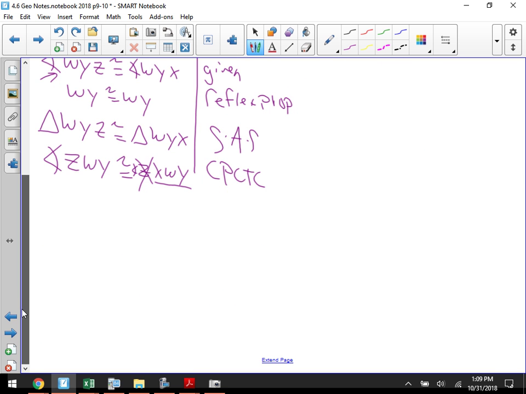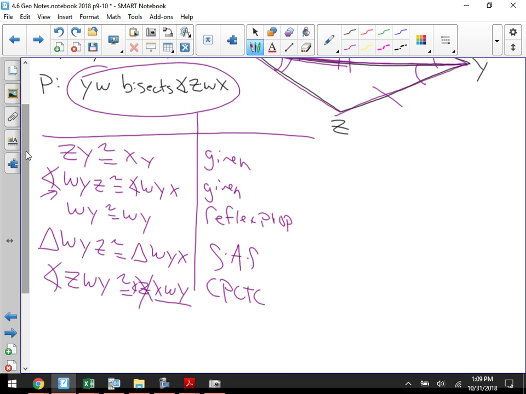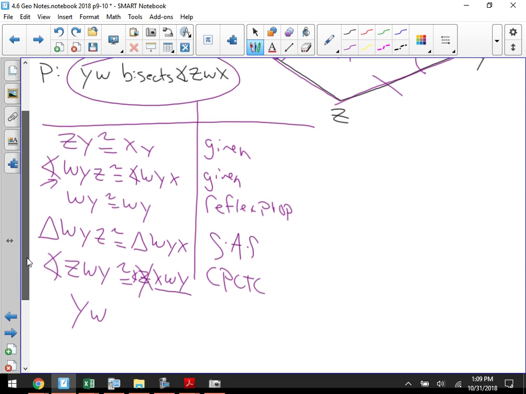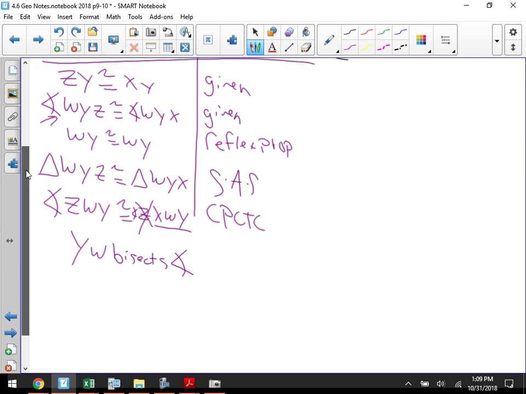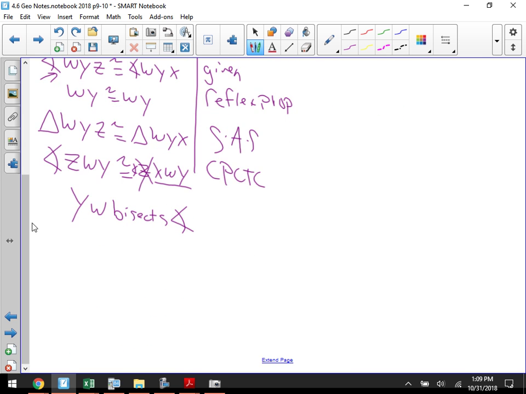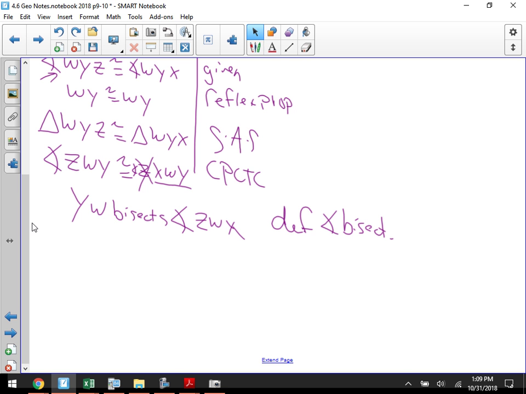So now we've got the angles that are correct, which therefore means that it was bisected, so then you can say WY bisects angle, so I can use just 3 letters this time, ZWX. And this was because of the definition. Okay. We got a couple more of this style for you, as well as some straight, regular old CPCTC.